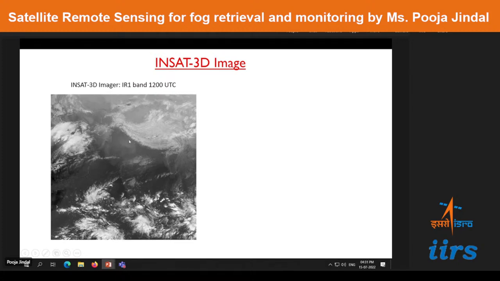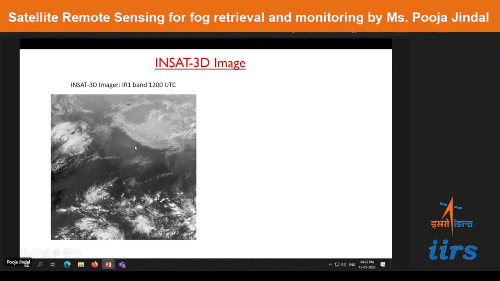This is basically fog. How can we say this is fog? Its top is very smooth, right? And its temperature is very high. See, this is the thermal band, and the thermal band is also representative of temperature. The brighter part of the image corresponds to low temperature, and the darker part corresponds to high temperature. So the fog top will have a high temperature because fog is lying on the ground, but the fog top has a temperature that will be a little less than the ground.